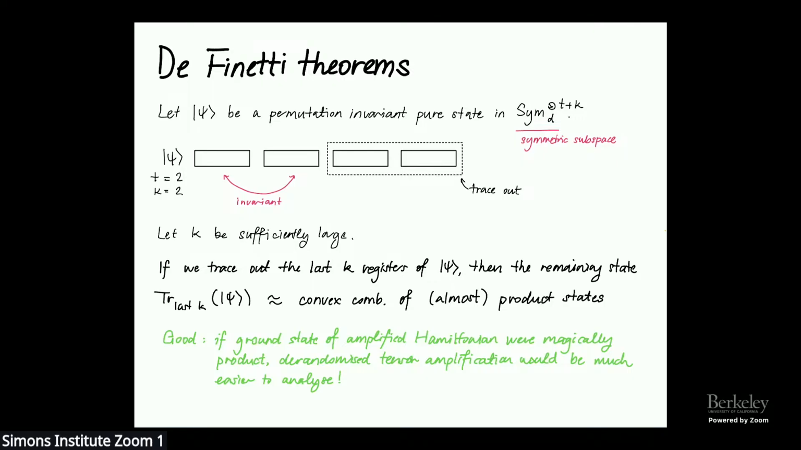And okay, we have some parameters here. So D is going to be the dimension of each register. And T and K are both parameters that quantify how many of these registers there are. But why are T and K different? It's because de Finetti basically says, if you have such a permutation invariant state, and then you throw away some of the registers, the remaining registers are actually approximately in a convex combination of almost product states.